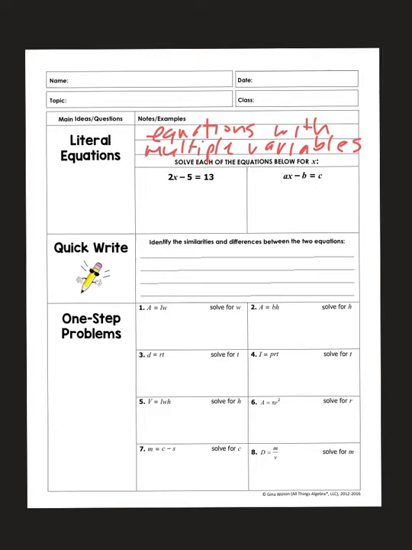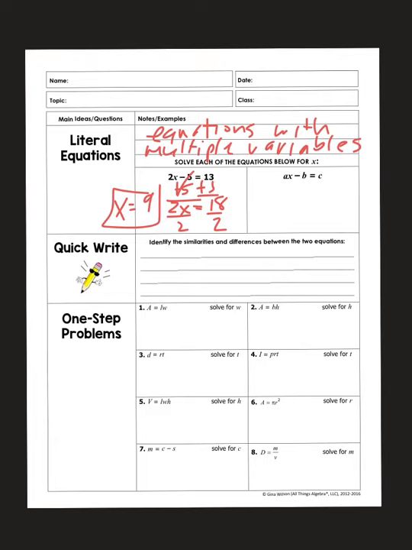So in this, we're being told here, solve each of the equations below for x. Well, I know how to solve this two-step equation. Add 5. 2x equals 18, and divide by 2. X equals 9. Okay, that was easy.